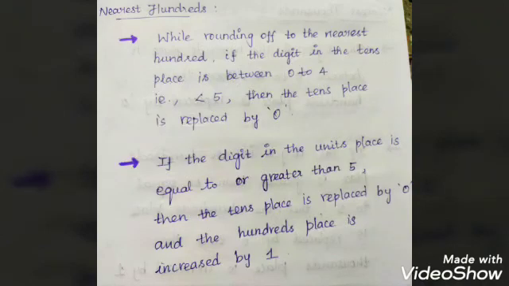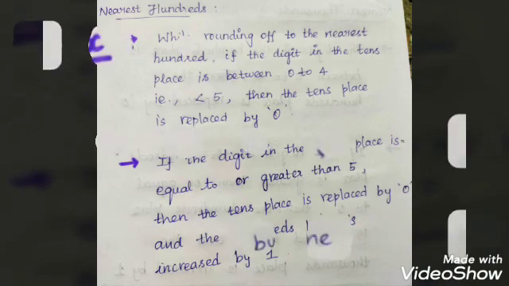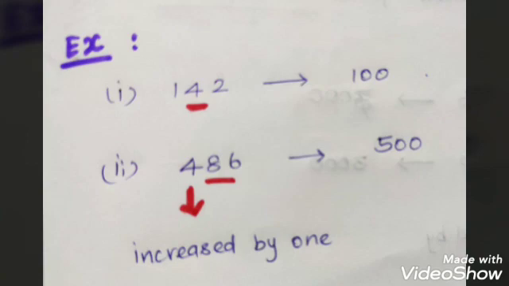Right? Then the hundreds place is increased by 1. Is this clear? Let me see one example. The number 142. Right? So what is your tens place? Ones, tens and hundreds. Right? 2 is in ones place, 4 is in tens place and 1 is in hundreds place. So in your tens place you will have the number 4, which is less than 5. If the tens place is less than 5, what do you have to do? The ones and the tens place become 0. So it will round off to 100.